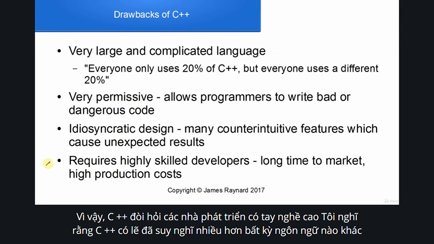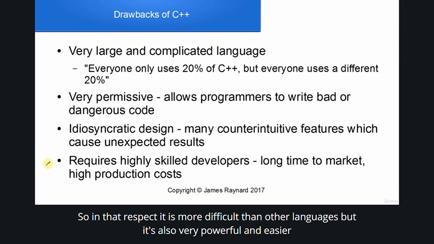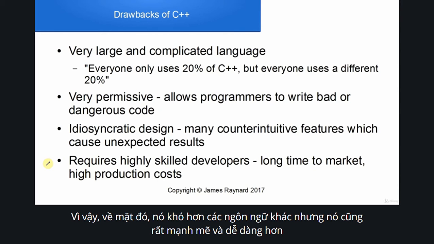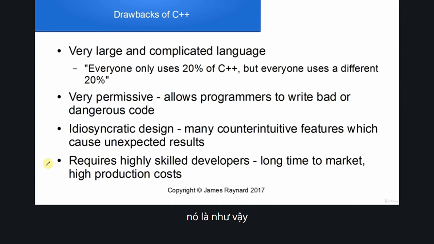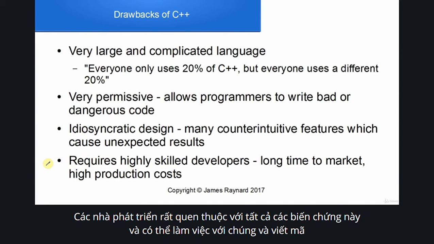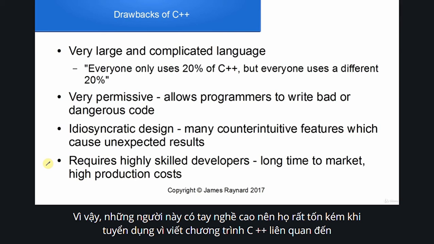So C++ requires highly skilled developers. I think C++ probably requires more thinking than any other language that I know of. So in that respect it is more difficult than other languages, but it's also very powerful and easier to do things that you can't do in other languages, so in some ways it is more powerful. But anyway, you do require developers who are very familiar with all these complications and can work with them and write code that works. So these people are highly skilled, so they're expensive to employ.